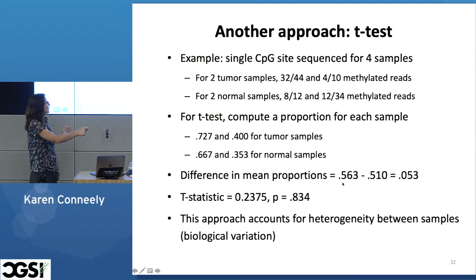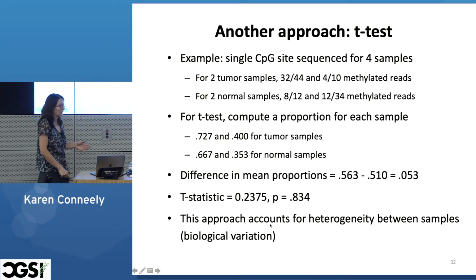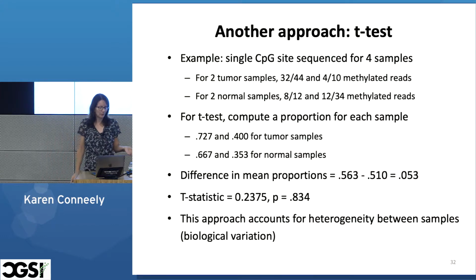And we can look at the mean proportions for tumor versus normal. There's a very small difference. It is not significant. And so now we got a very different result. We got a significant result with the Fisher test. We got a very insignificant result with the t-test.